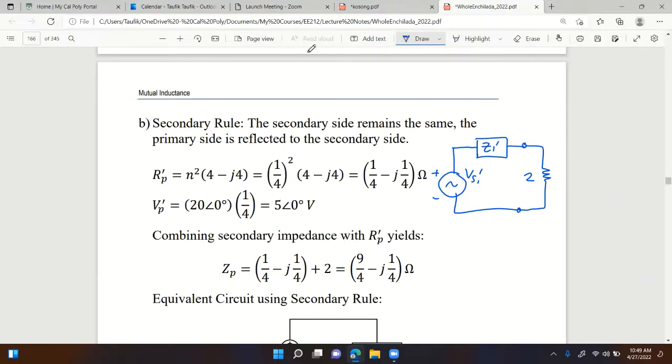Now, what about VS prime? Right here, you can see that VS prime, VS1, I should say. Actually, VP, I call it VP now. VP prime, which is the reflected voltage from the primary side, is equal to VP times N. Okay.